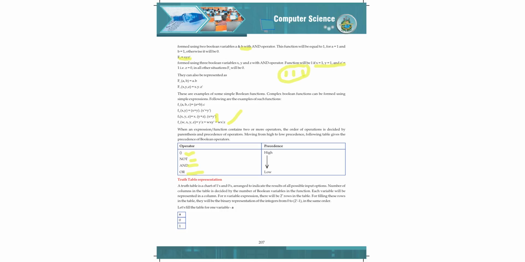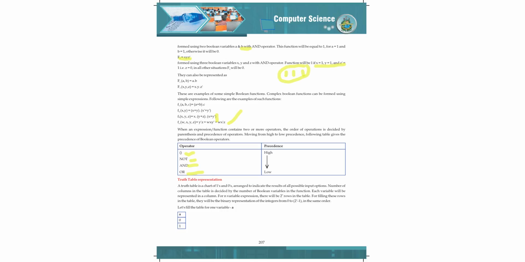Very interesting. See, a truth table. What is a truth table? A truth table is a chart of 1s and 0s arranged to indicate the result of all possible input options. The number of columns in a table is decided by the number of Boolean variables.